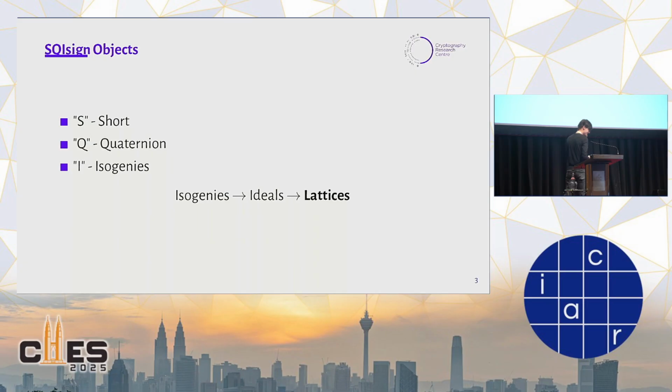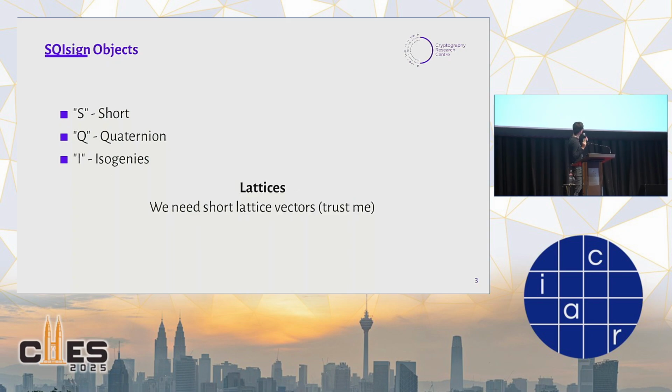So, SQI in SQIsign stands for short quaternion isogenies. I know it may scare someone in this room, but isogenies can be dealt with by means of ideals, and we are dealing with ideals by means of lattices, a much easier object to comprehend. And in lattices, what do we like to get? Short lattice vectors. So we just forget about Q and I in SQIsign and focus on short.